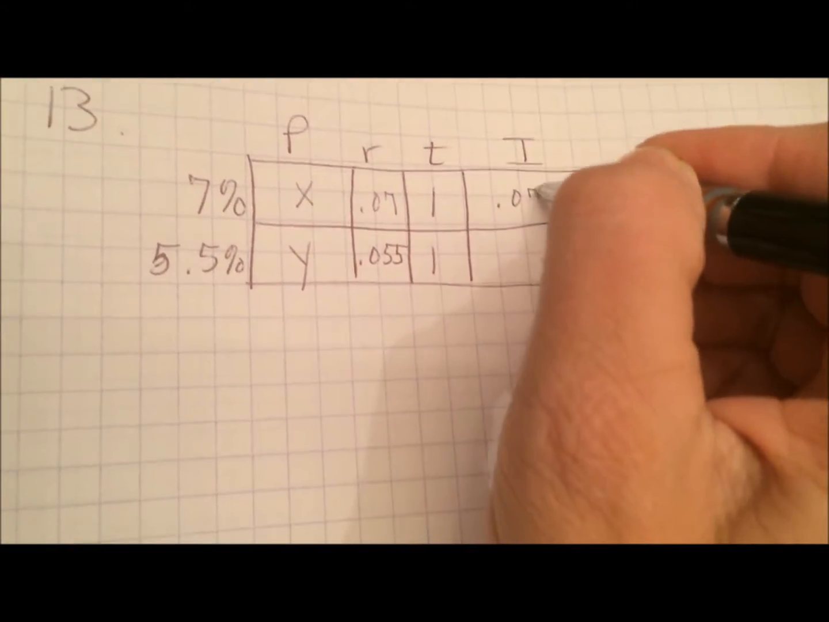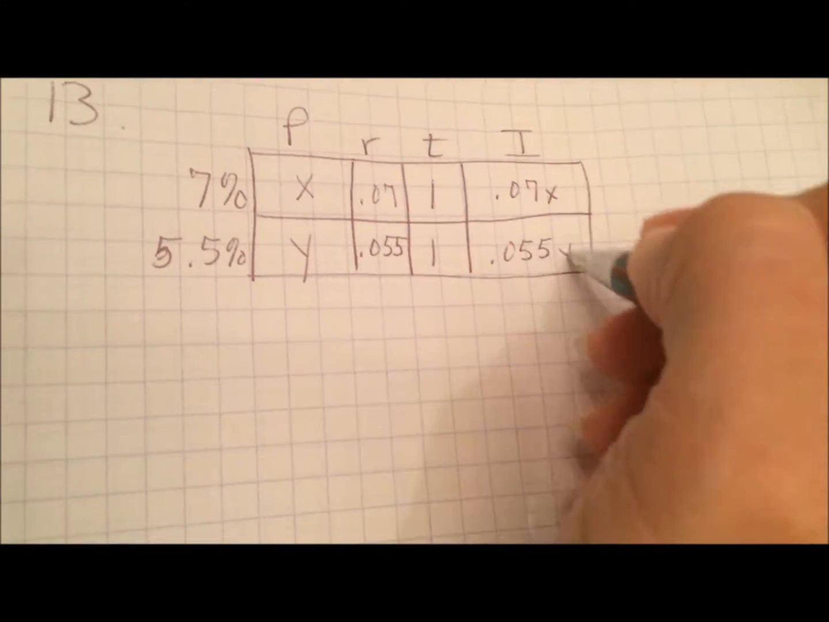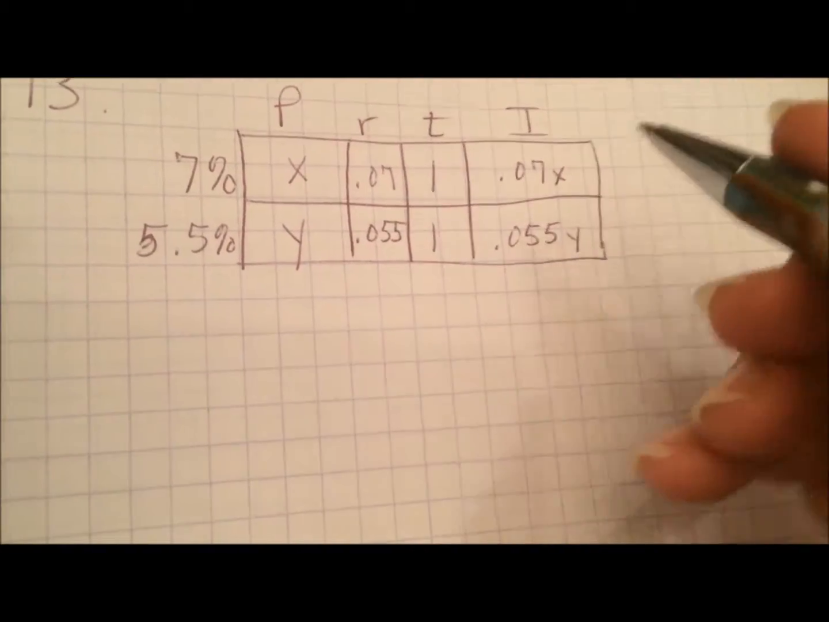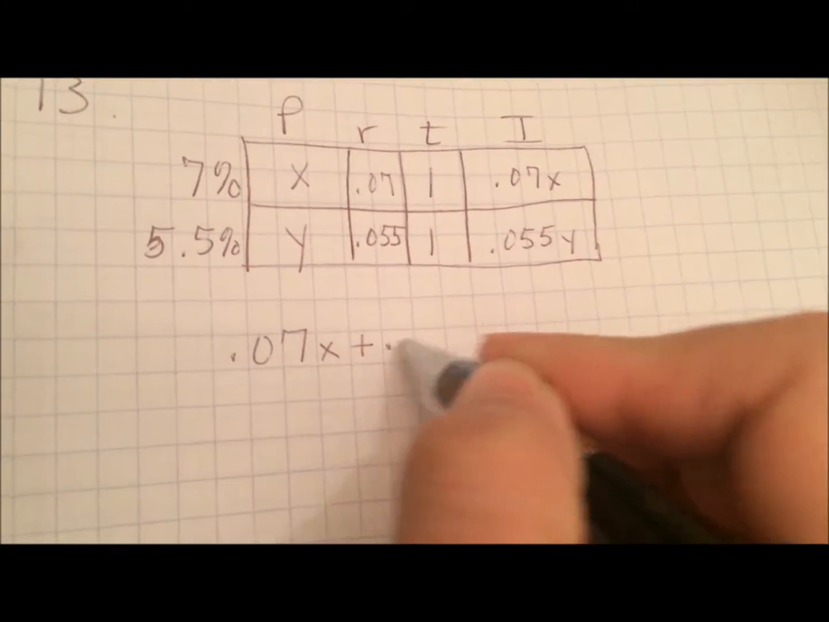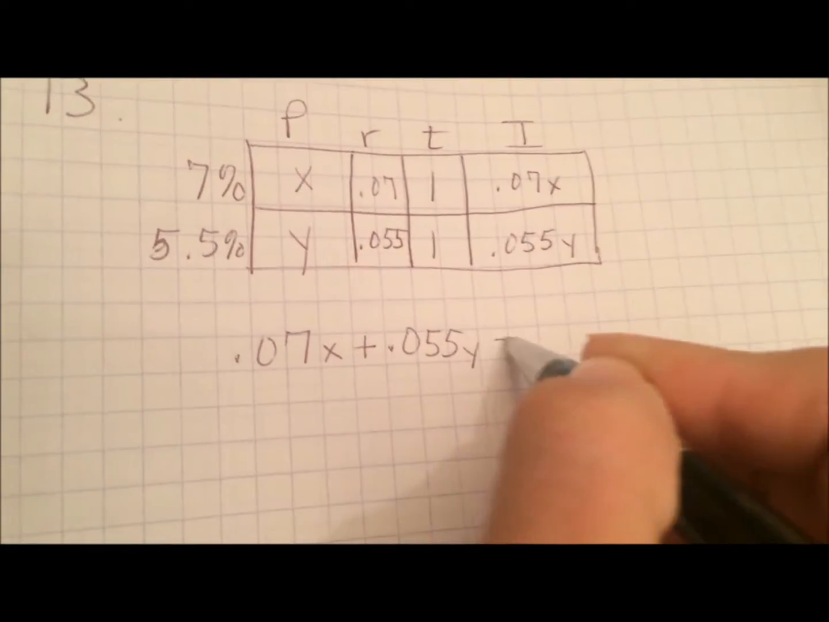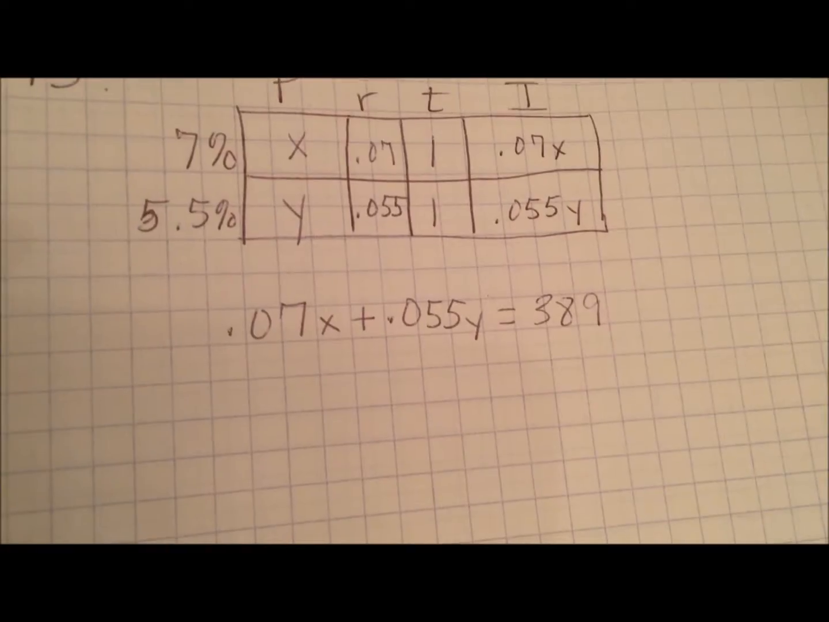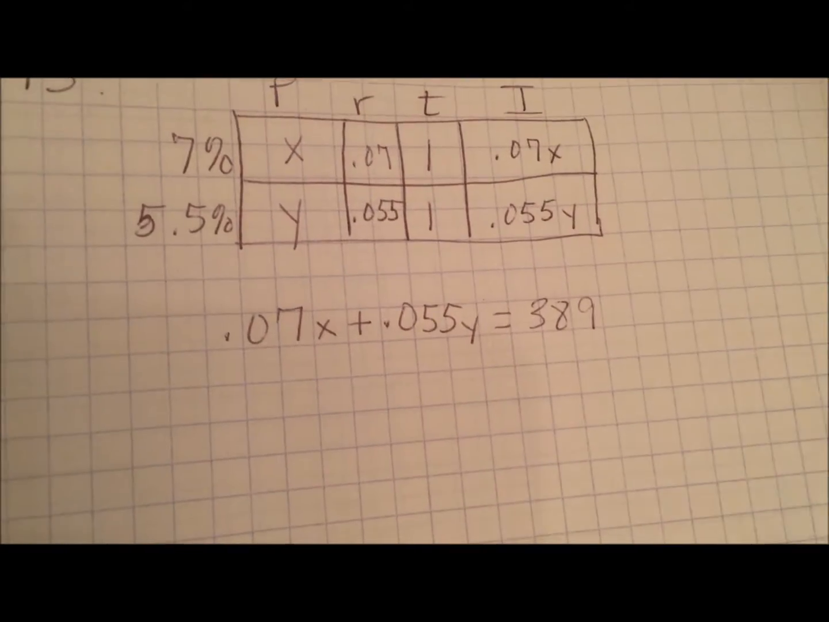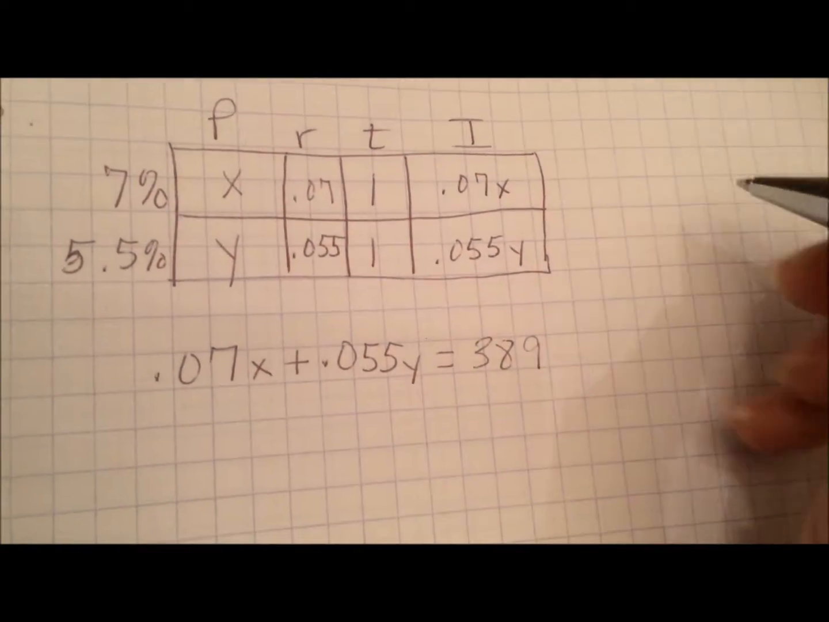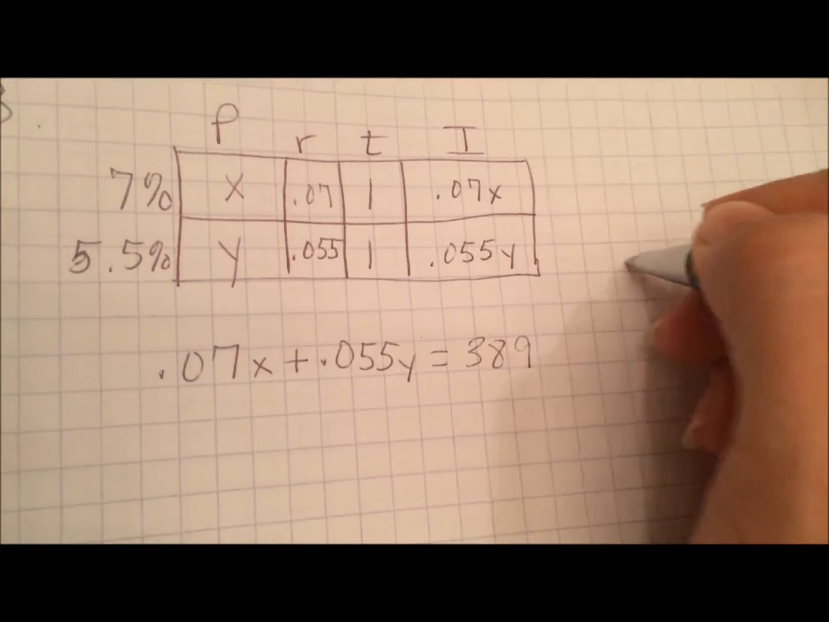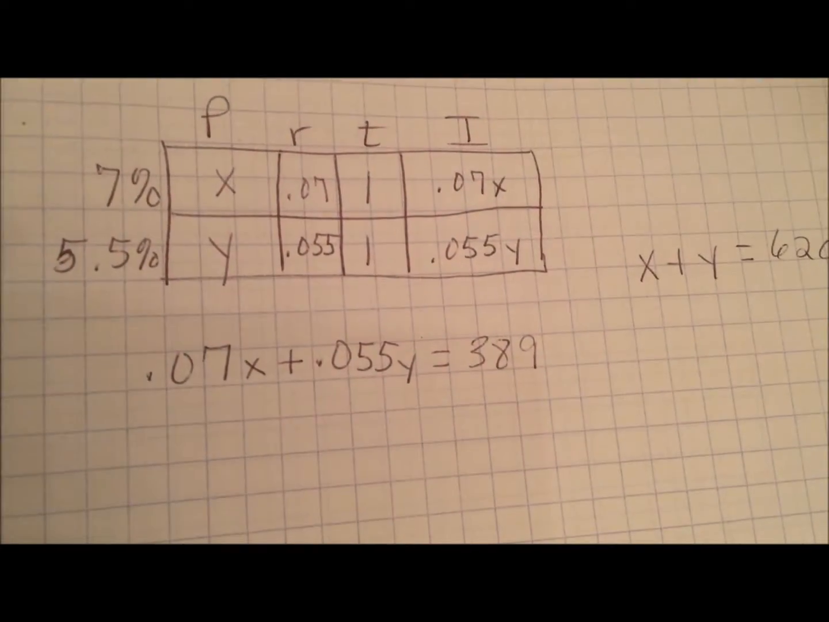So this one will be 0.07x, and this one will be 0.055y. We do know if we take both of these and add them together, 0.07x plus 0.055y is going to equal $389 a year. We do know that the amount invested in 7 and 5.5%, the two invested together, so x plus y is going to equal $6,200.